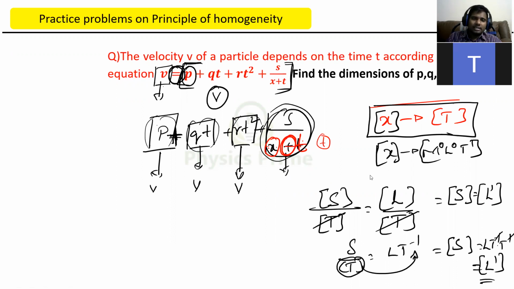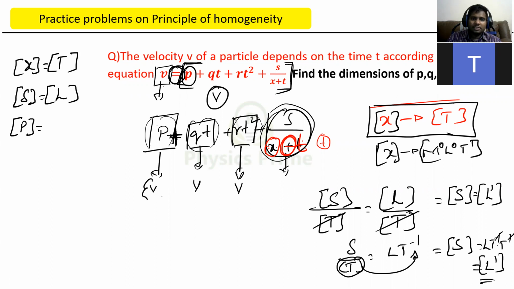So now, what are the things I got? The dimension of X, I'll write here, as M power 0, L power 0, T power 1. Then the dimension of S as L. Similarly, the dimension of P also I got. The dimension of P is what? It should have the dimension of velocity, right? So the dimension of P is L T power minus 1, that is M power 0 L T power minus 1. So three terms I got here: P, X, S. Now Q and R. But Q into T should have a dimension of what? Velocity, right?